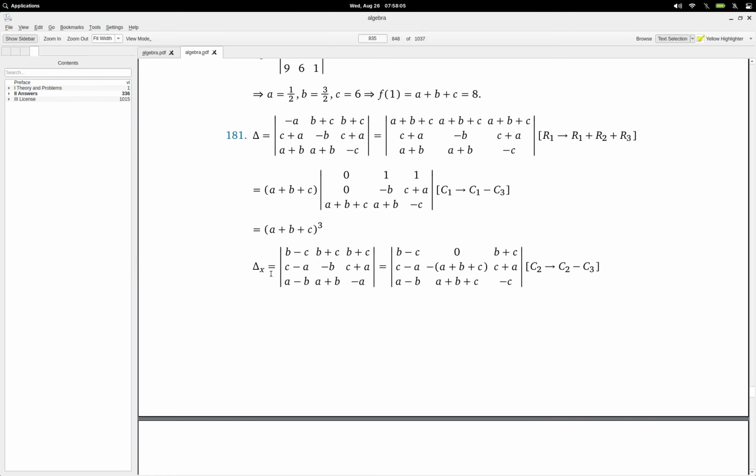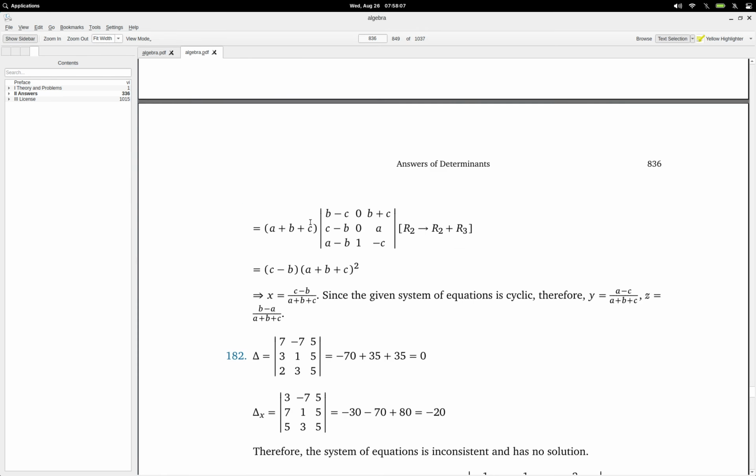Once we have that, we compute delta x, and delta x is equal to c minus b times a plus b plus c whole square, and x is equal to c minus b upon a plus b plus c. Now since the given system of equations is cyclic, therefore y is equal to a minus c upon a plus b plus c, z is equal to b minus a upon a plus b plus c.